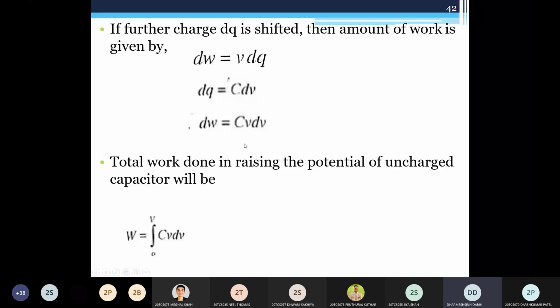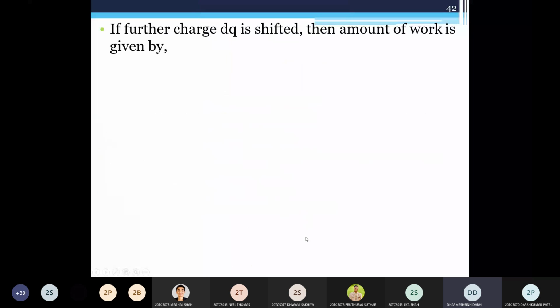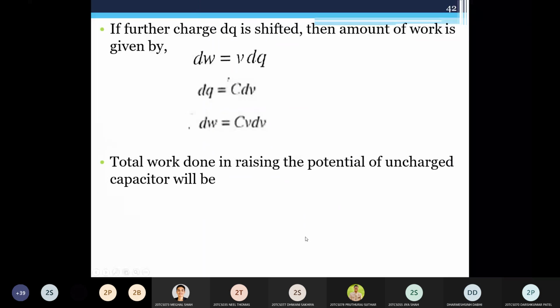So integration up to which point? Integration up to the capital V volt, because capital V is our supply voltage. You can see that in this figure, our battery voltage is capital V. So at the end of this complete charging, your capacitor voltage becomes the same as your battery voltage. Clear? At any instant, we assume that it is small v. But when it is completely charged, it becomes capital V, the same as the supply voltage. So we take the integration from 0 to V.